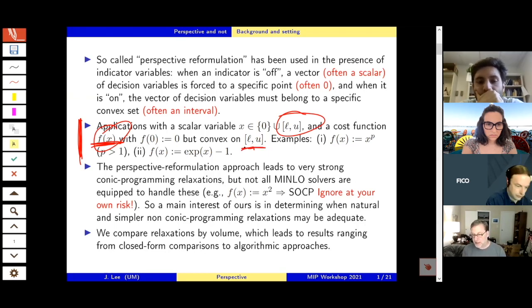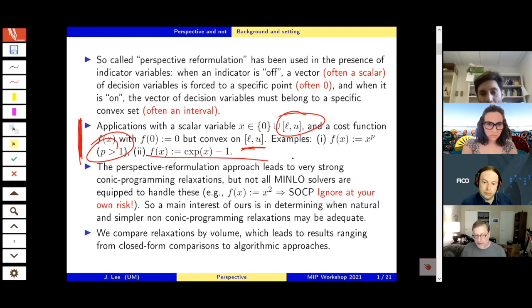So there's lots of examples. An example that we analyze in a lot of detail is just power functions, convex power functions. So the exponent is a real number greater than 1. But there are plenty of other examples like that. Or you can even look at combinations of these things, like a Maclaurin series with positive coefficients, that kind of thing. So lots of examples.